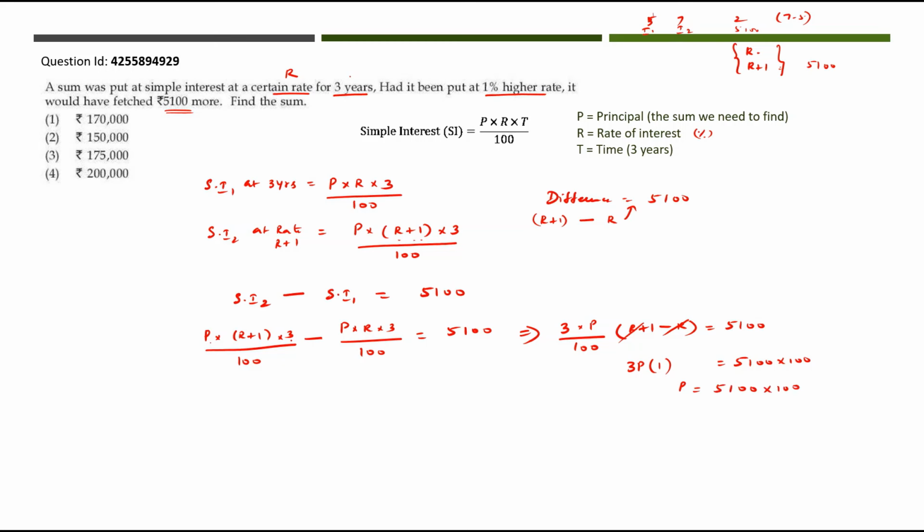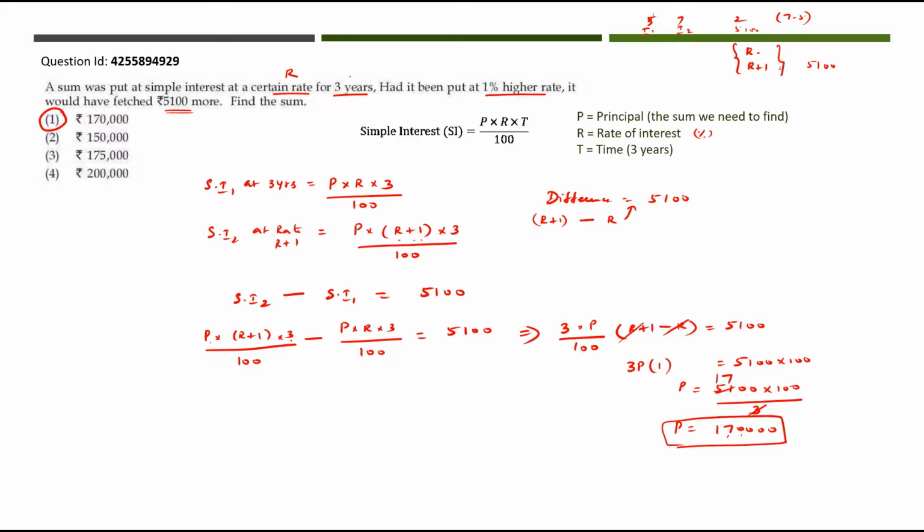5100 into 100 divided by 3. 3 17s are 51. So along with 17 we have 4 zeros. So what is the principal amount? It is 1,70,000, which is available in option number 1. Option 1, 1,70,000 will be the right answer.